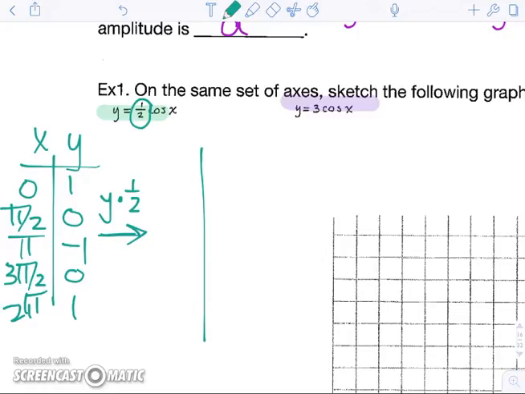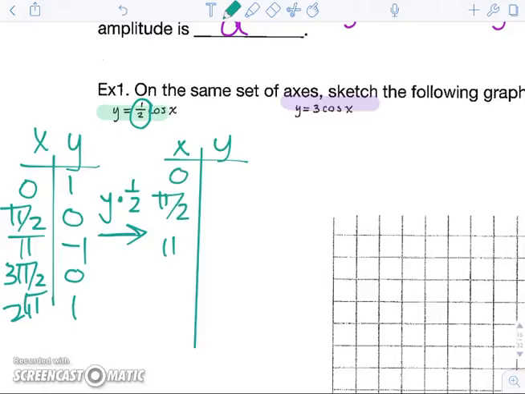So I'm going to keep my x values the same. I didn't do any horizontal, which would be x value transformations. So I keep my x values the same: 0, pi over 2, pi, 3 pi over 2, and 2 pi. But I did do a vertical transformation, which affects my y values. So I multiply those by 1/2. So I'll have 1/2, 0, -1/2, 0, and 1/2.